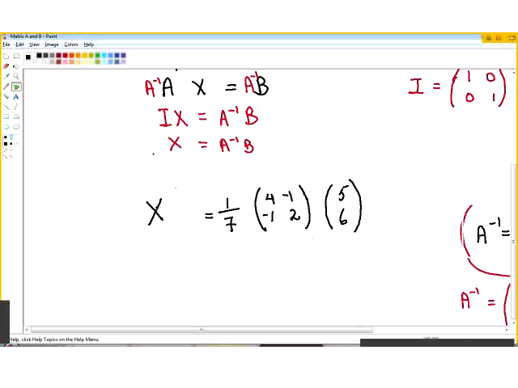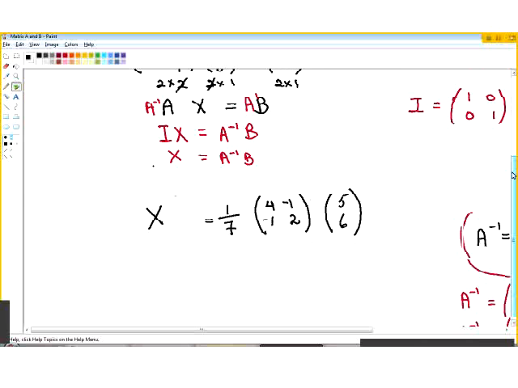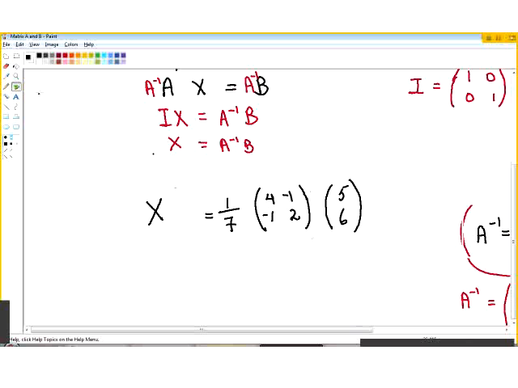Alright? Now X is actually what? The matrix with the components X and Y, as you can see. So I'm going to take that off and just put my X and Y. I'm just going to put my X and Y on the screen here.